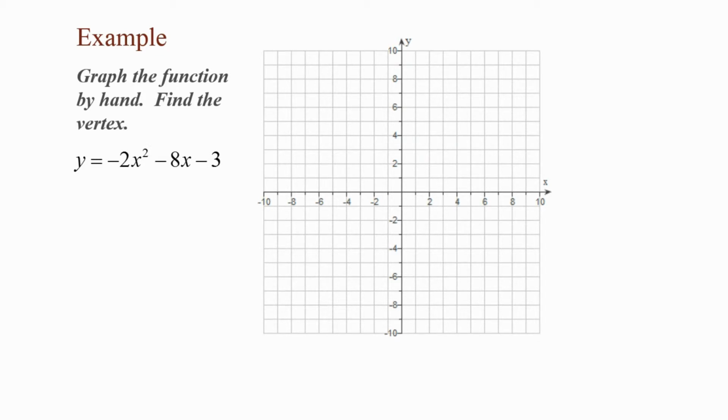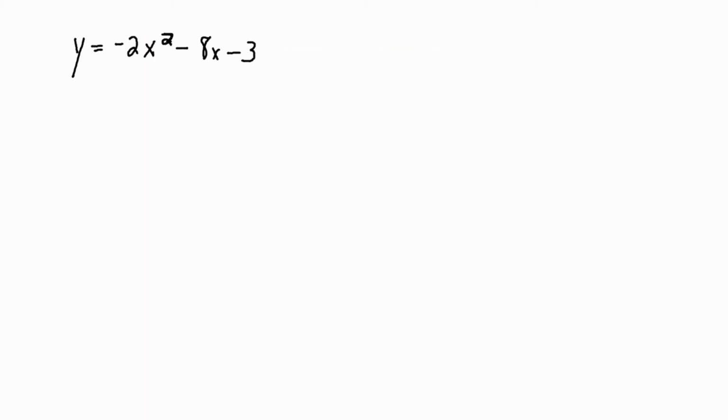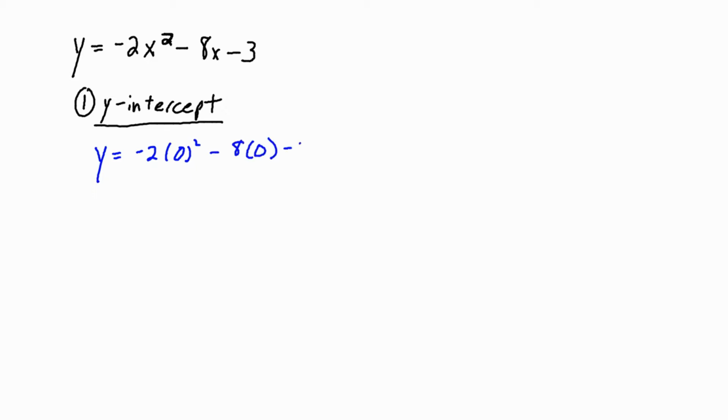In this example, graph the function by hand, find the vertex. y equals negative 2x squared minus 8x minus 3. The first step is to find our y-intercept, which means x is going to equal 0. y equals negative 2 times 0 squared minus 8 times 0 minus 3. y equals negative 3. So our first ordered pair is 0, negative 3.